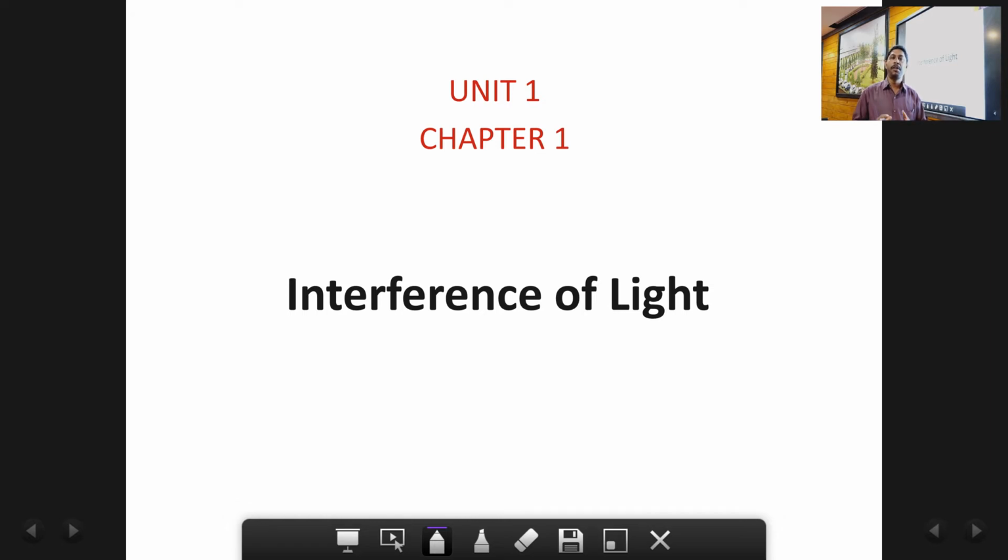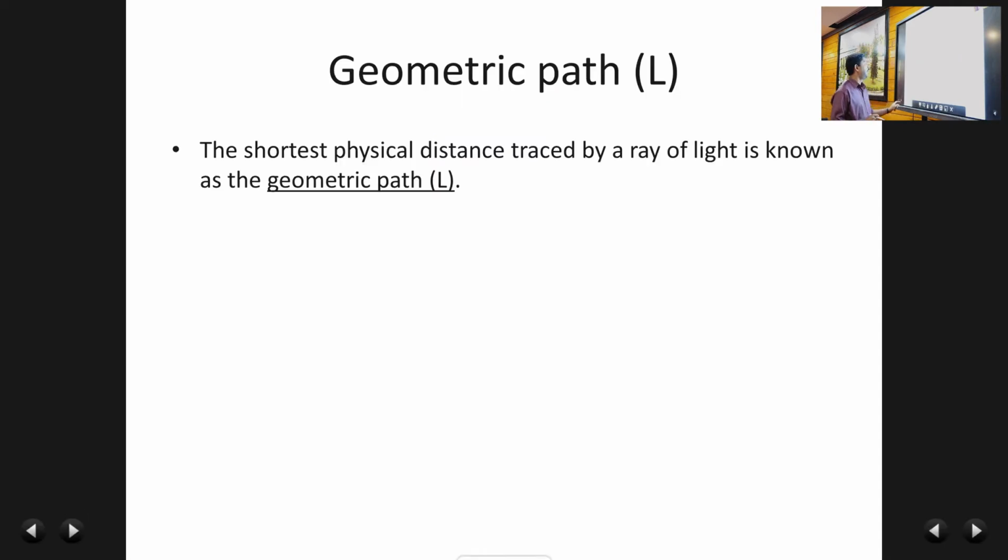Before we move on to the actual interference part, a few terms and definitions we have to study. The first thing is about geometric path, which is denoted by the symbol L. What is the meaning of geometric path? It is the shortest physical distance traveled by a ray of light. So very simple to understand.